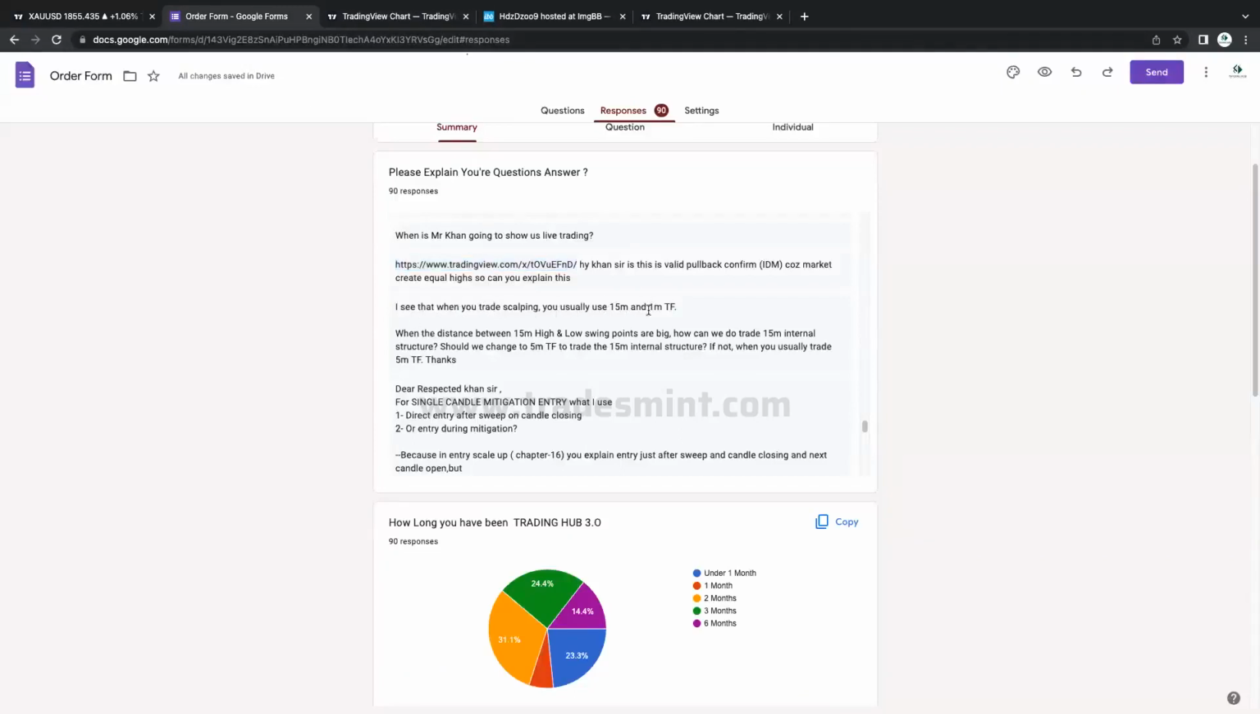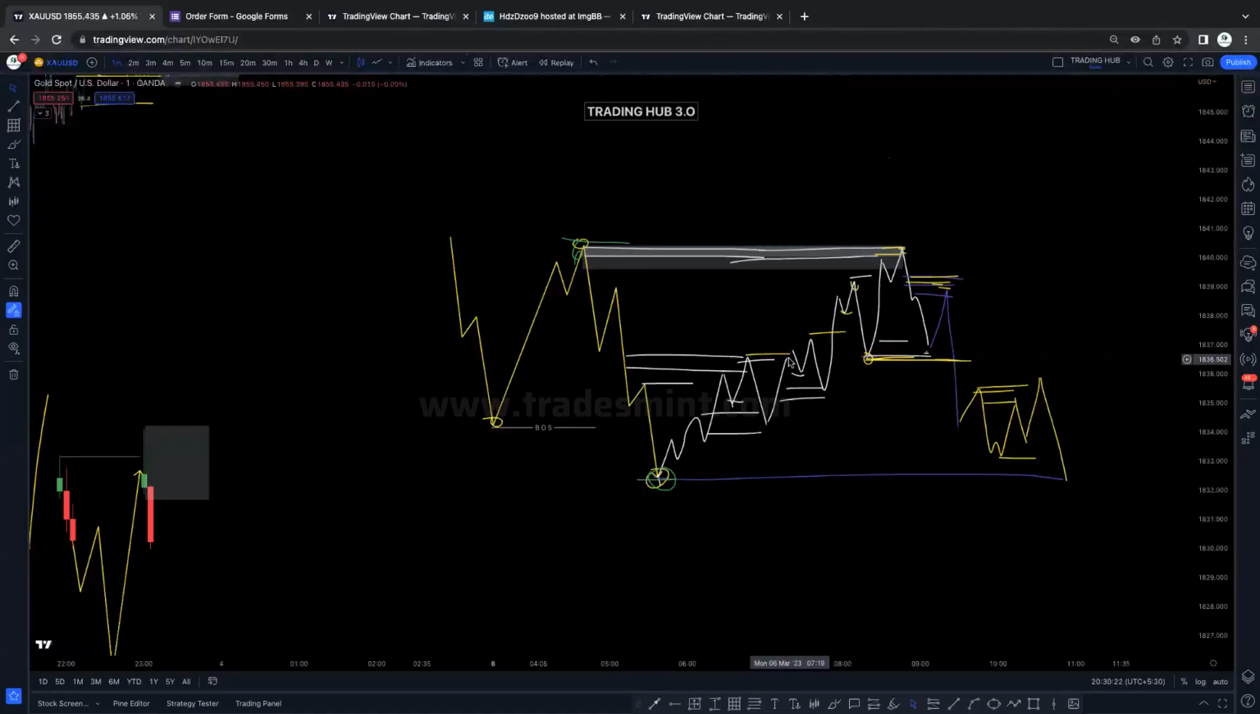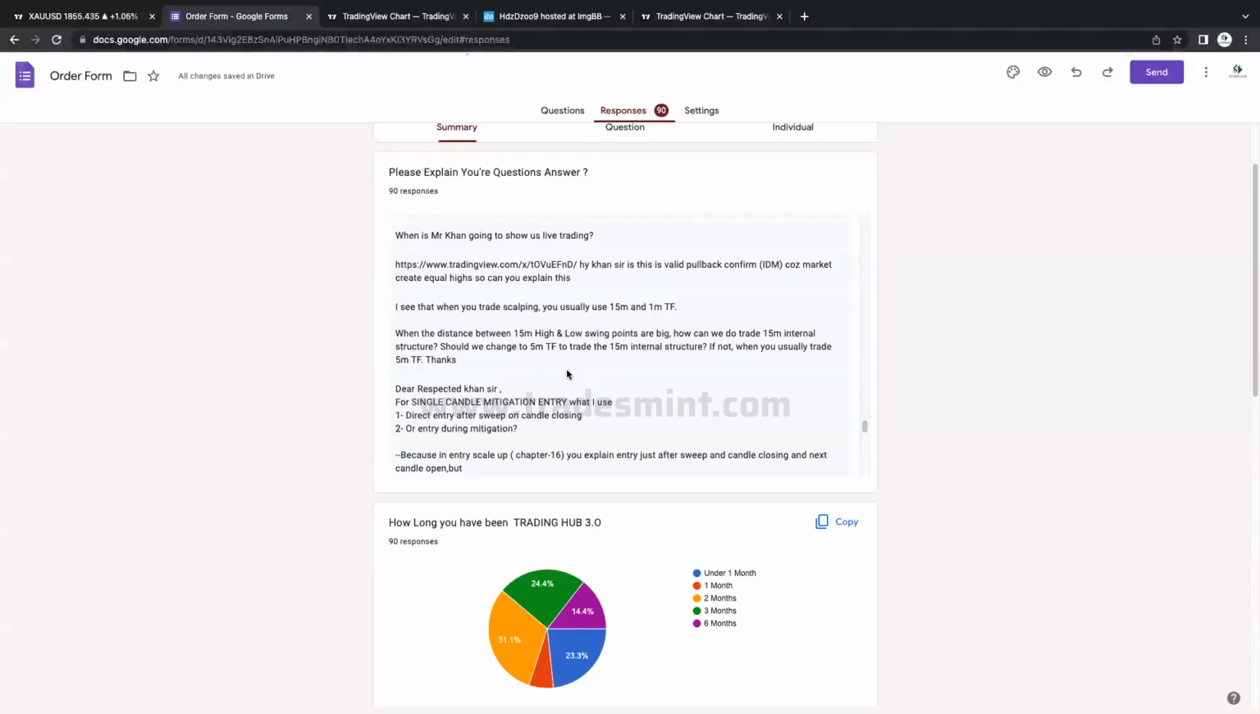I say when you trade scalping, usually 15 minute and 1 minute time frame, when the distance between the 15-minute high or low is large, how can we trade internal structure? You can trade like this. When the inducement and internal liquidity, or you can say extreme PD, distance are larger, then you can trade like this: taken out the inducement and you can buy or sell.